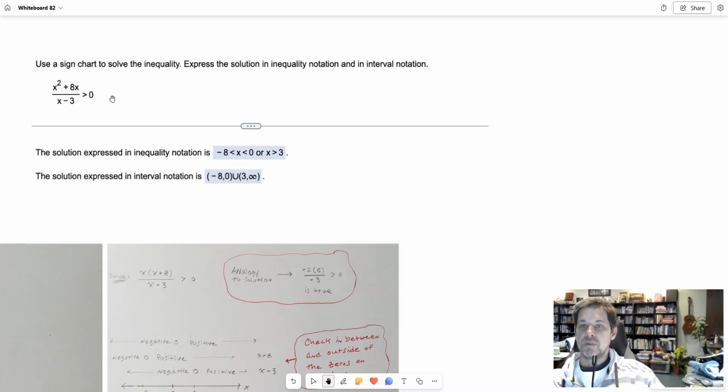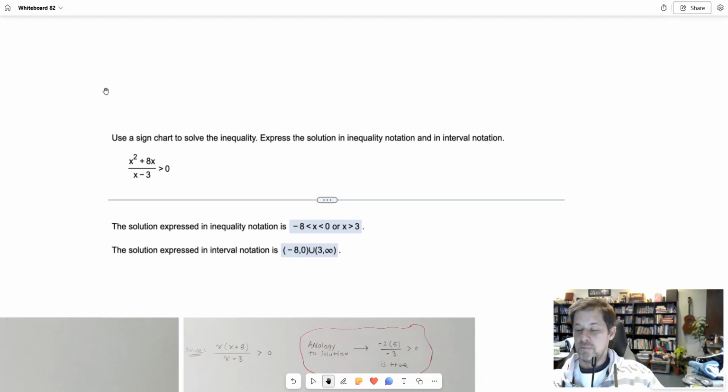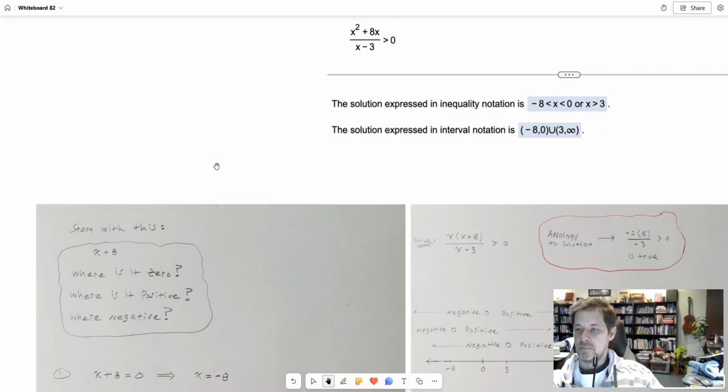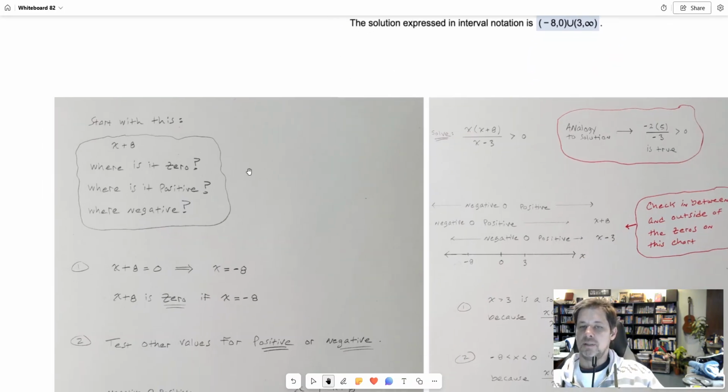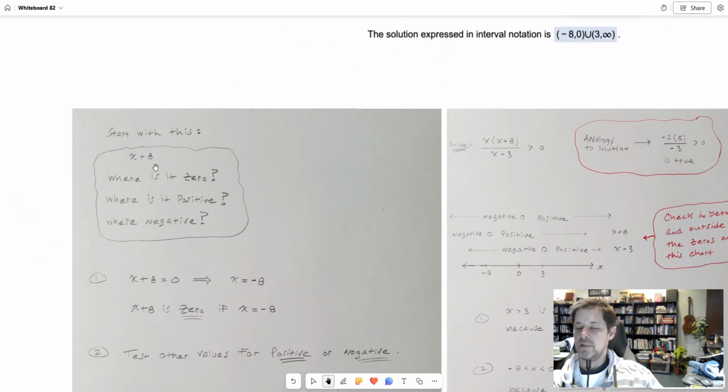Okay. So before I talk about what a sign chart is and how we can use something like that to solve it, let's not even think about it. I don't even want to think about this problem and how to solve it. I want to talk about something that's just a part of it. So let's start with this. Suppose I have just x plus 8, and I'm curious about that and that alone. Where is it 0? Where is it positive? And where is it negative? So we're not even going to think about the problem over here at the moment. Just about this one simple thing.